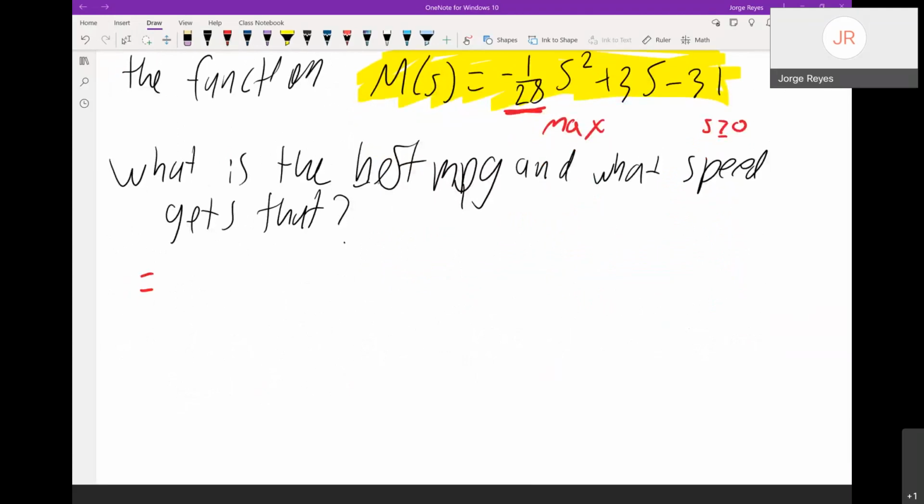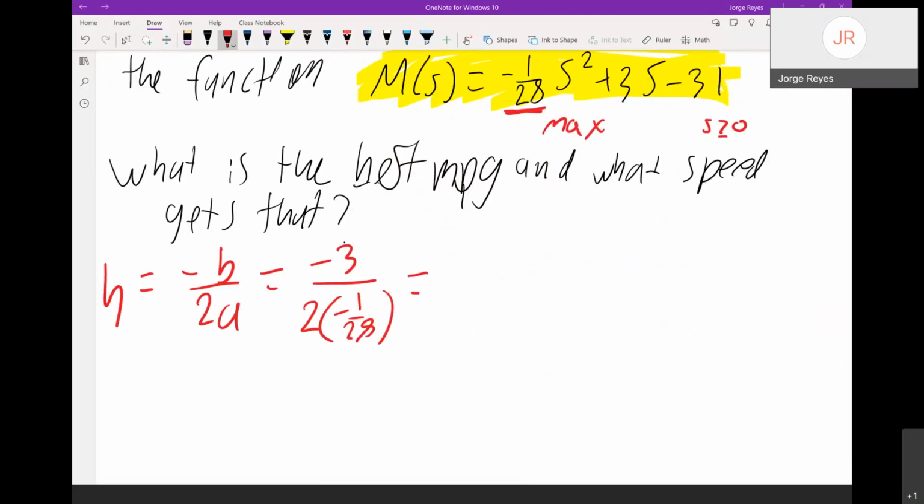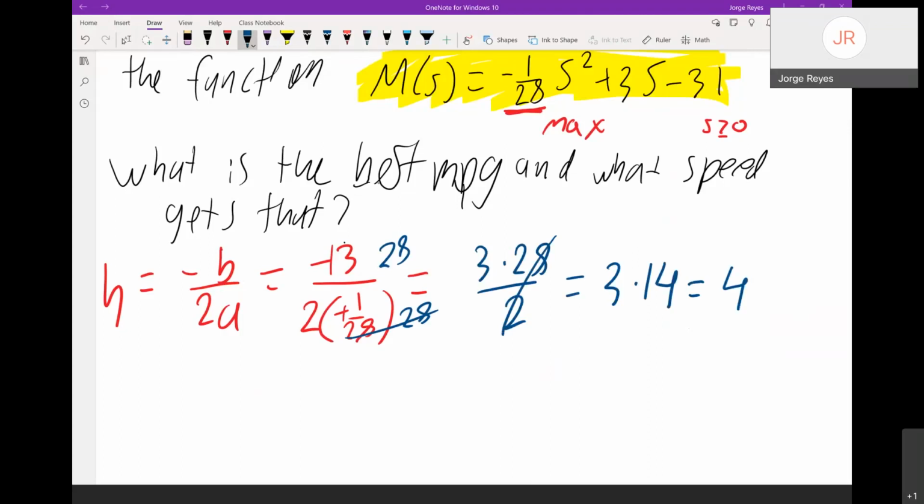So h is equal to -b/2a, which is -b, so -3 over 2a, so negative this. The negatives cancel. Just in case you're confused about the 28 being a fraction, I'm going to multiply 28 on the top and the bottom, so that cancels. So you get 3 times 28 divided by 2, which is 3 times 14, which is 42. Or you can just punch it in the calculator. But the answer is 42.